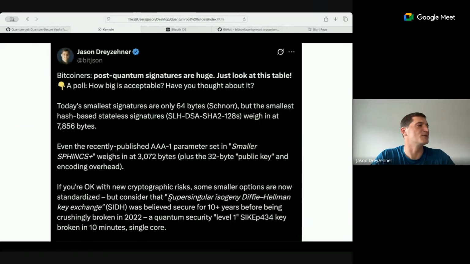Here, I'll go back. In my post here, I mentioned that SIDH, or SIKE as it was renamed, supersingular isogeny Diffie-Hellman key exchange, was believed secure for 10 years before being crushingly broken in 2022 by a classical computer. So that was not a signature system. That was a key exchange protocol, but discoveries like that cause us to reconsider whether it's a good idea to deploy novel schemes specifically for a quantum threat that has not yet appeared.